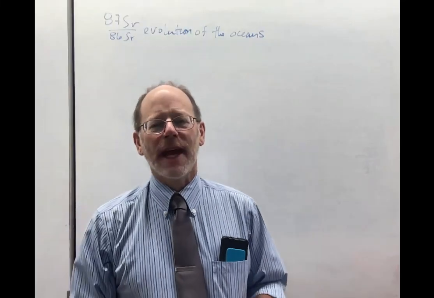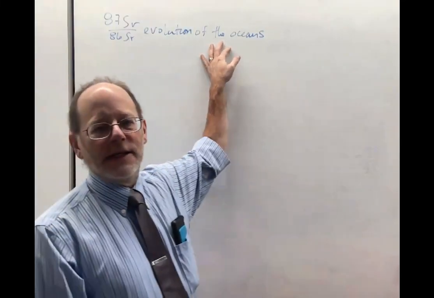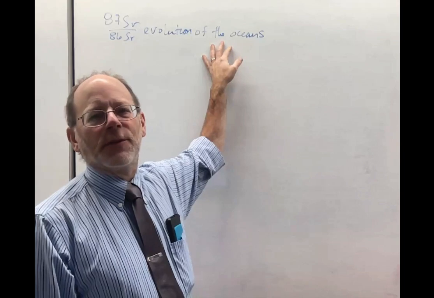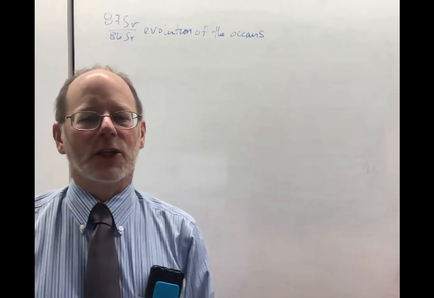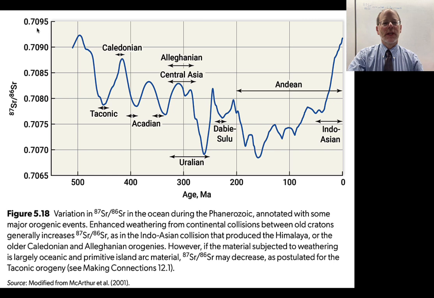Hi, so today I want to talk about the 87-86 strontium isotope ratio evolution of the oceans. And so first of all, let's take a look at what that looks like. So here is a plot, 87-86 ratio versus age. And you can see there's a curve here. It goes up and down, up and down, up and down.